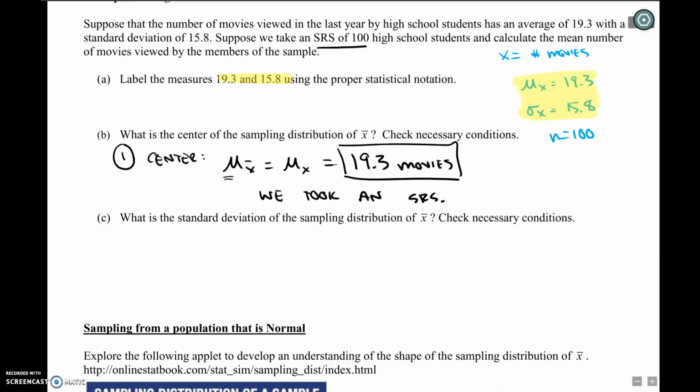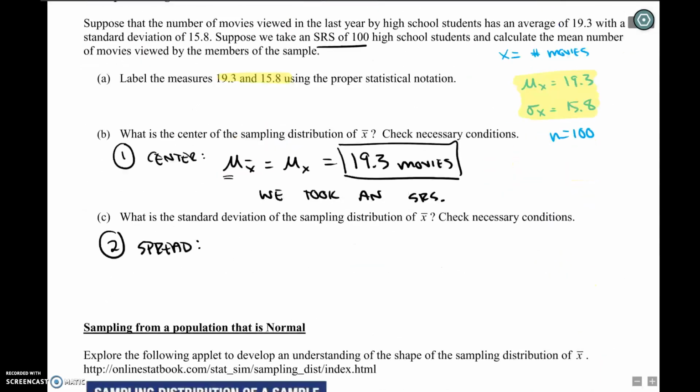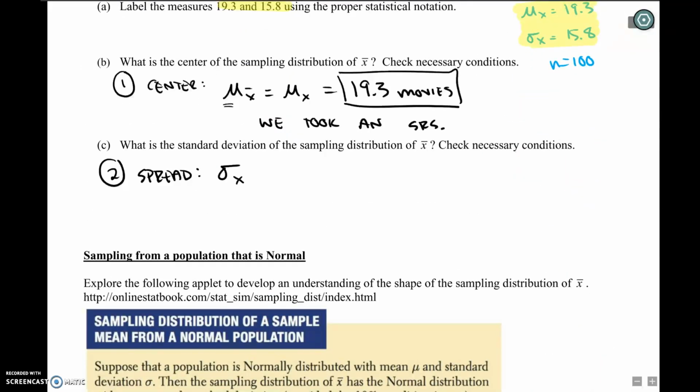What is the standard deviation of the sampling distribution? Number two, what is the spread? This formula is on your formula sheet, of course, but you should be able to kind of remember it. Sigma of X bar is sigma of X over the square root of n. In this problem, that would be 15.8 divided by the square root of 100. That is 15.8 divided by 10, which is 1.58 movies.